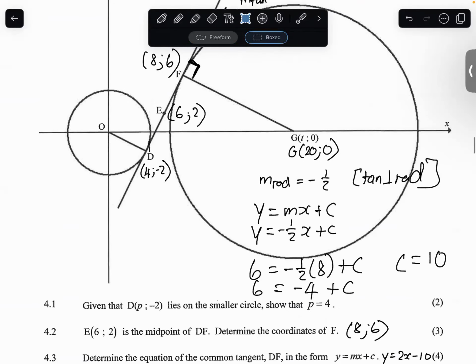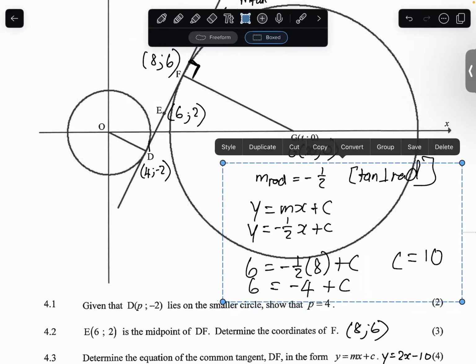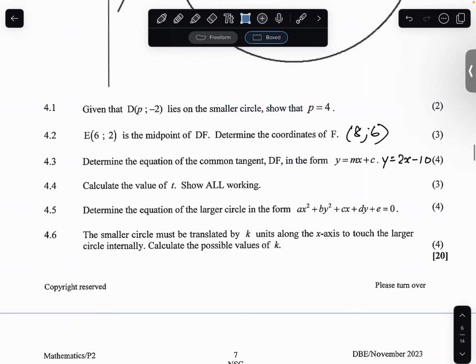All right, I need a break. Give me a second. Oh, it just asked you for t, so t is equal to 20. All right, pause.